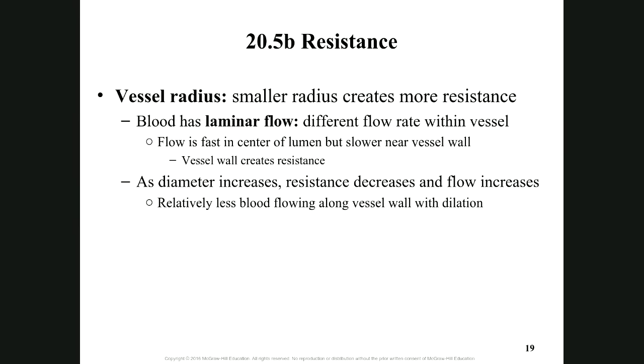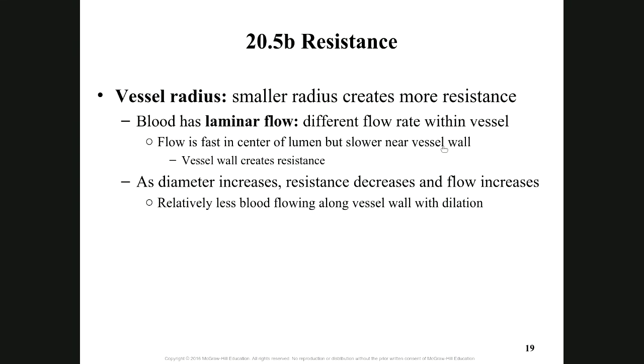And the other factor is the vessel radius, or the diameter of our blood vessel. A smaller radius creates more resistance. You know that the blood has a laminar flow, like the flow of water in a river. In the river, the water in the peripheral part moves slower, and the water in the center of a river moves faster. And we have the same situation in our blood vessel: flow is fast in the center of the blood vessel and slower near the blood vessel wall. And this is because the blood vessel wall creates resistance.